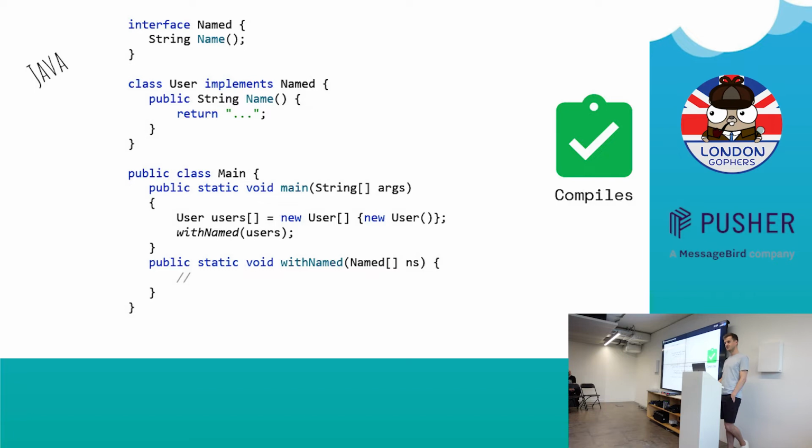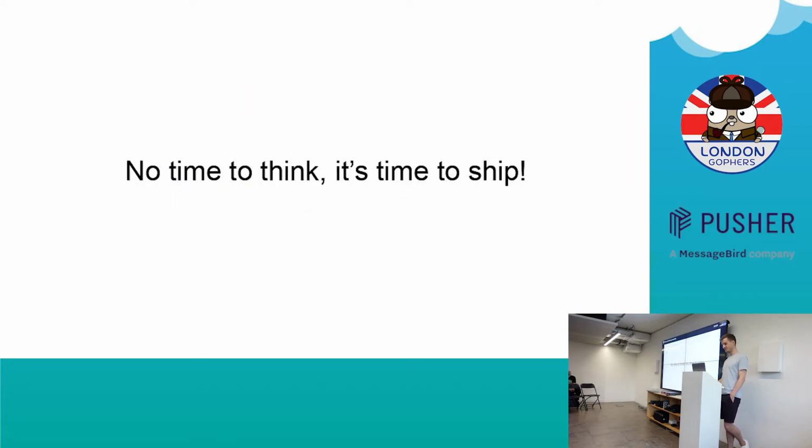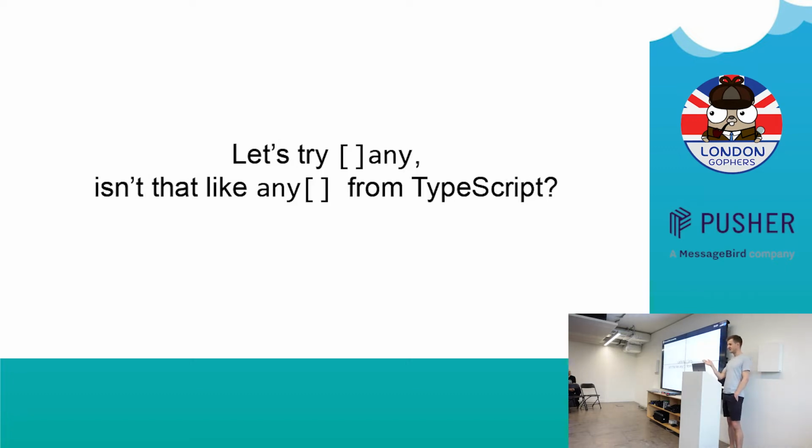So what's going on? Now at this point, you might think, my product manager, my engineering manager is going to chase me down and kill me if I don't get stuff shipped. So why don't I just try anything that works and get on with my day? If it was in TypeScript, I might just try a slice of any, or array of any. Let's give that a go. Does that work? Will it work?